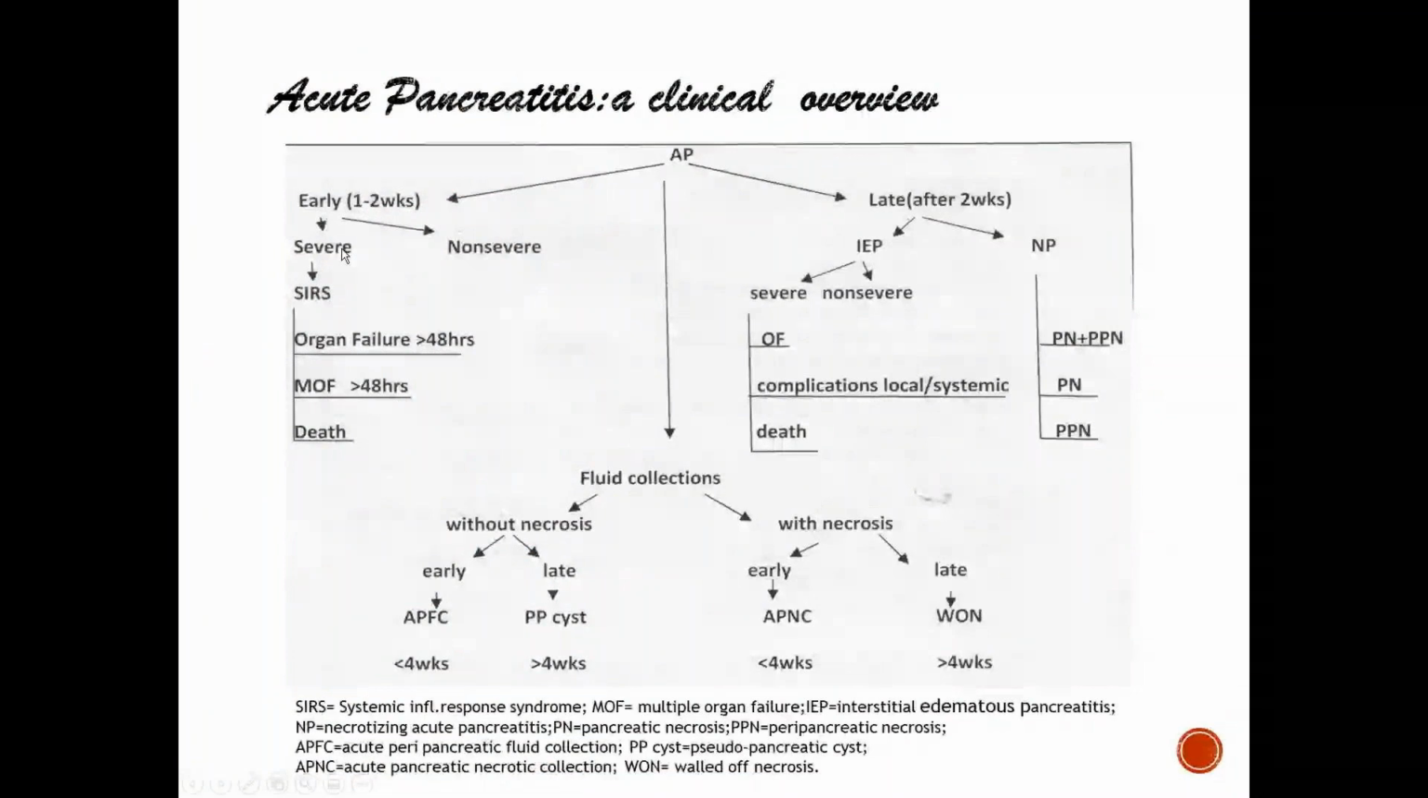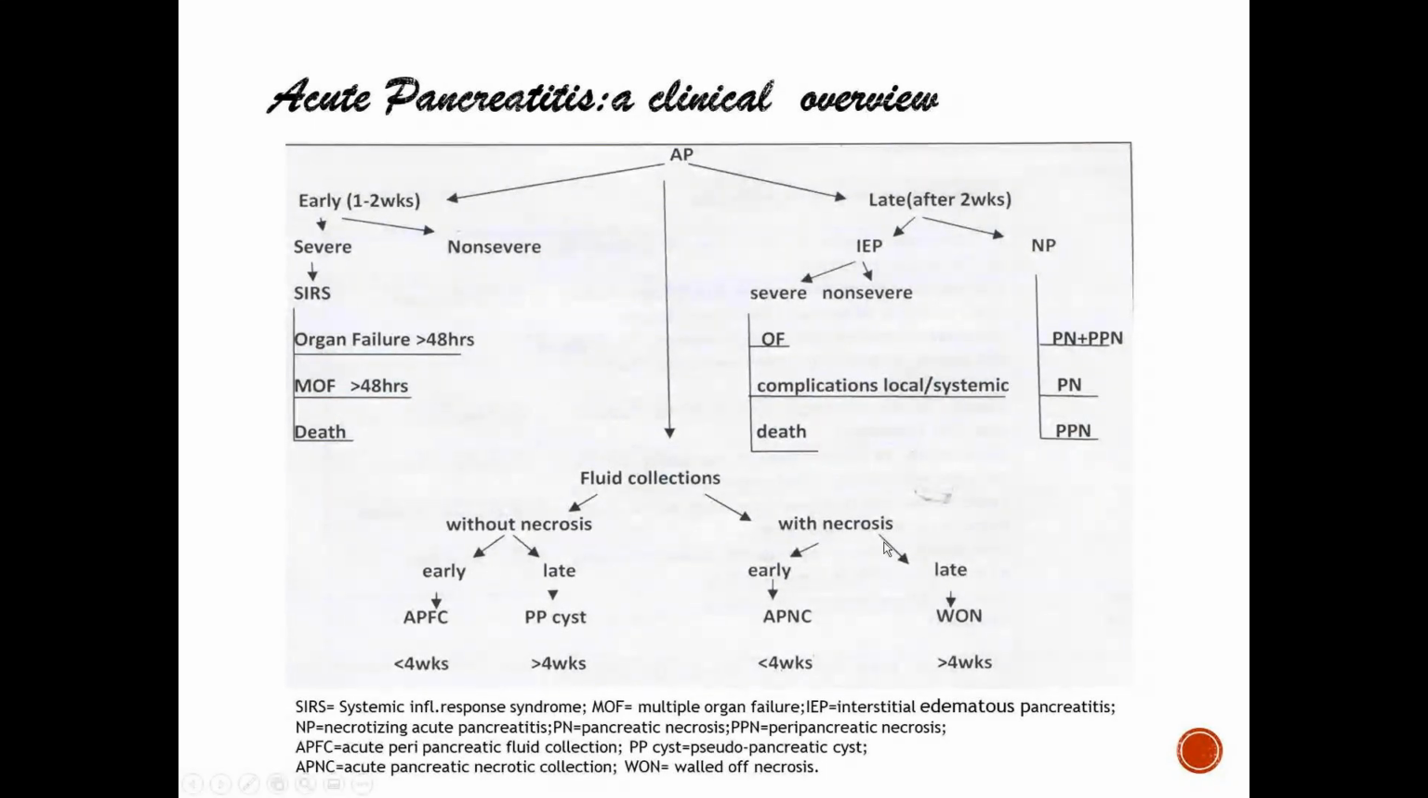See here, severity, time, 1 to 2 weeks, and then the interstitial and necrotizing. So if you have interstitial edematous, it can be severe, non-severe, and you get organ failure, complications, and so forth. You can go ahead and look this up. This basically means pancreatic necrosis and peripancreatic necrotic collection, right? But look at this central line, and that is fluid collection. So apart from the fact that necrosis or inflammation is occurring in the pancreas, there is also fluid collection, and that collection can be without necrosis or with necrosis.